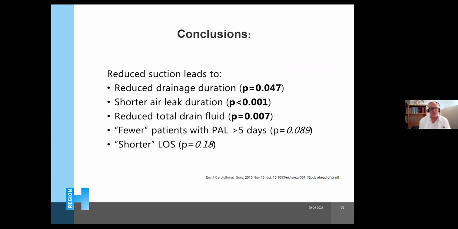So in this paper, we concluded that a low suction level reduces drainage duration, gives shorter air leak, and reduces fluid amount. There's a tendency to fewer prolonged air leaks and a tendency to shorter lengths of stay.